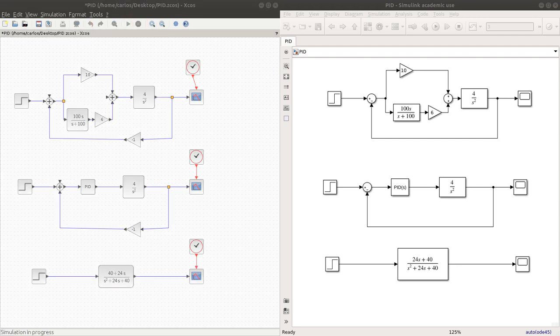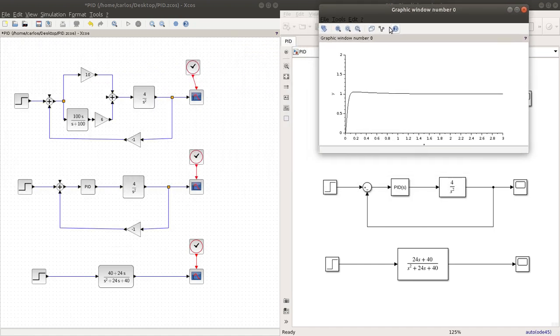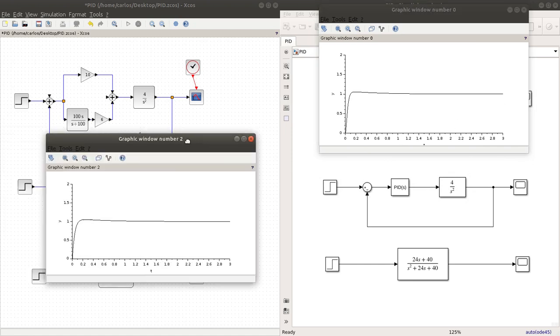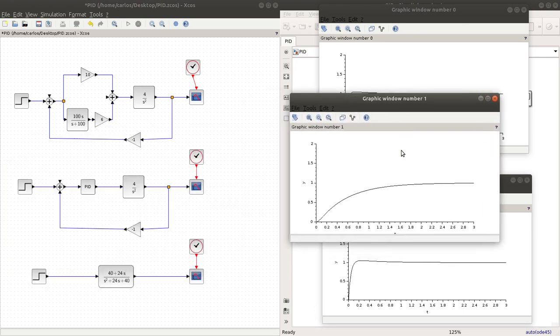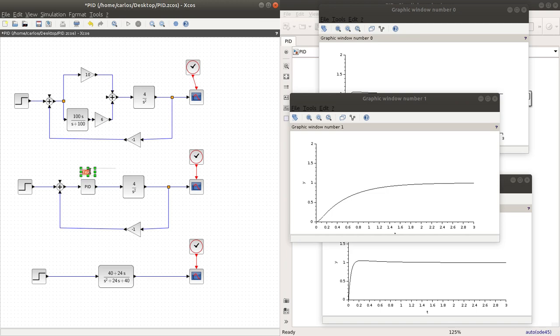Now what's wild is that if you run this, you get that scope 0, which is the top one here, is exactly what we should expect, a little bit of overshoot. The scope 2, which is the closed loop transfer function, is also the same. And these might actually be slightly different, and that could easily be because of the derivative filter here. But here's scope 1 using the PID block, and it's completely different. And so I think that the PID block is broken in XCos, and therefore I don't recommend you use it.